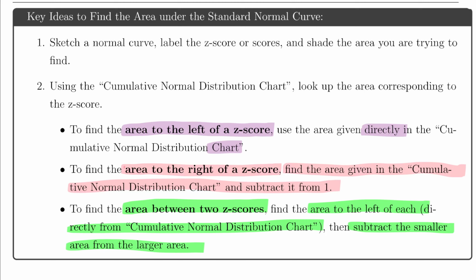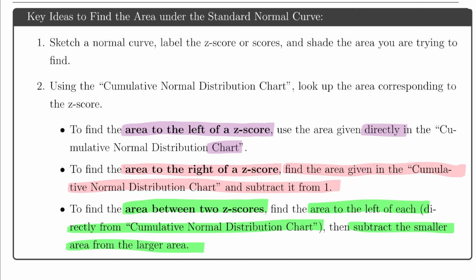If not, review that. Next, after you understand how to read the chart, try to make sense of these 3 different scenarios, and we saw them in our previous example. Keep in mind the chart gives directly the area to the left, so if it's to find the area to the left of the z-score, we can just read the chart.